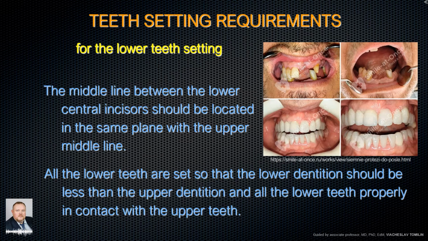Teeth setting requirements. For the lower teeth setting, the middle line between the lower central incisors should be located in the same plane with the upper middle line. All the lower teeth are set so that the lower dentition should be less than the upper dentition, and all the lower teeth are properly in contact with the upper teeth.